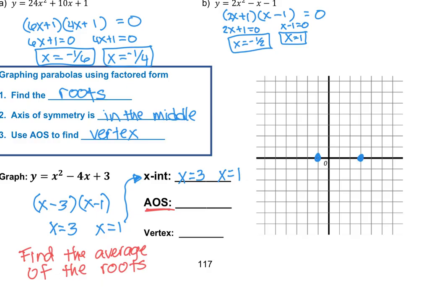All right, so let's go ahead and put 3 plus 1 divided by 2. That's how we find the average, right? We have 2 roots, so that's why we're dividing by 2. So we have 3 plus 1 is 4 divided by 2. 4 divided by 2 is 2. So our AOS is x equals 2. Now let's go ahead and put that on our graph here.